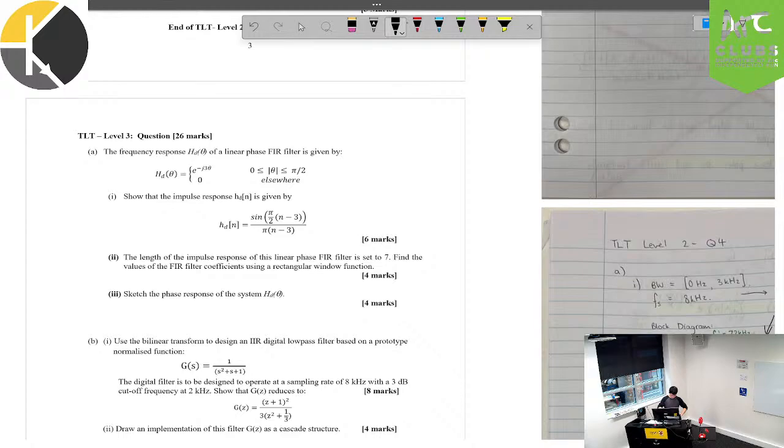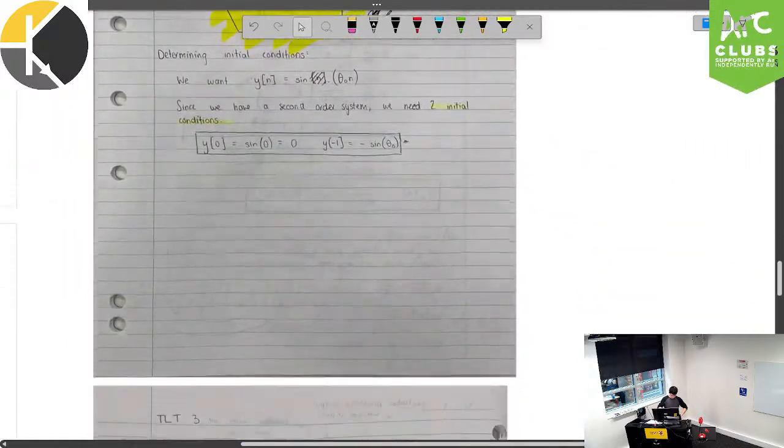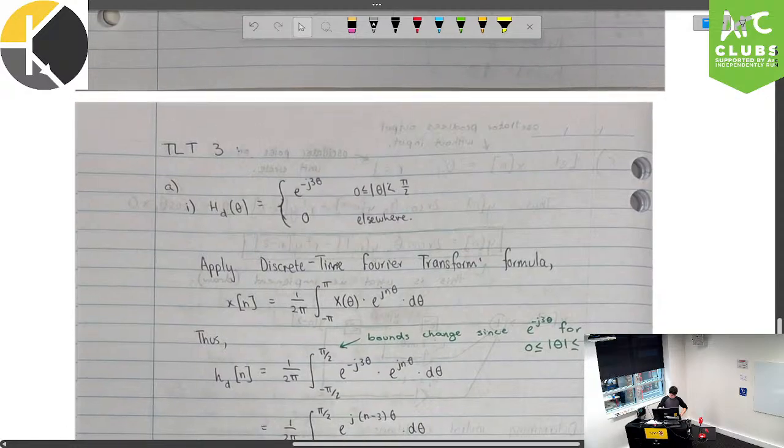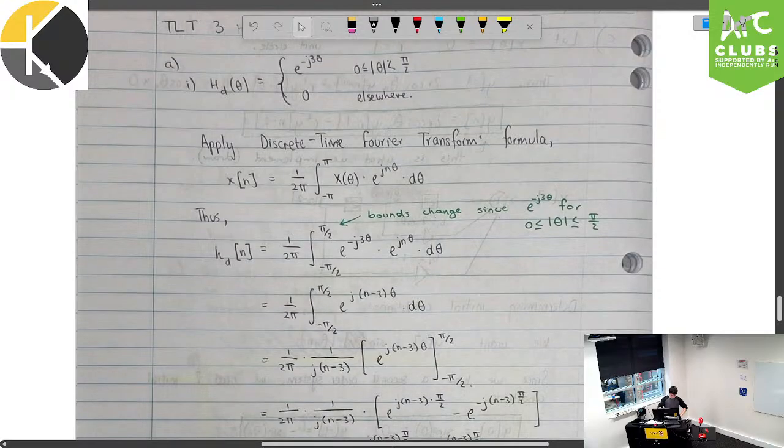So we go ahead, we think about this, and we need to show that the impulse response is given by this exactly. So we're given the frequency response. We now need to determine Hn. So let's go ahead and do it. They gave us the transformed one. Now we need to apply the inverse of it to obtain our discrete time signal. Okay, so we apply discrete time Fourier transform, and we obtain xn.